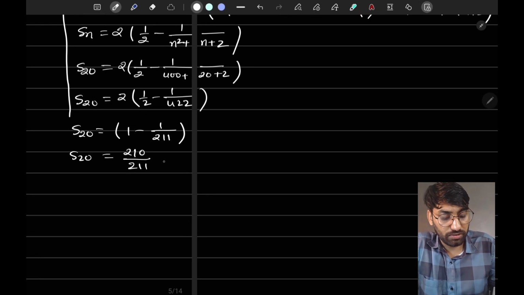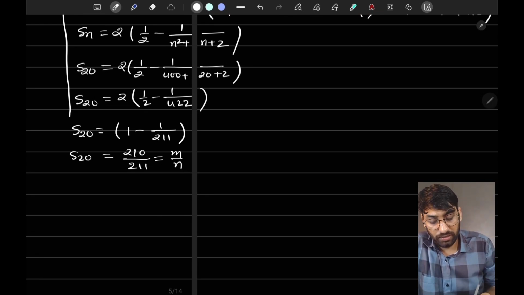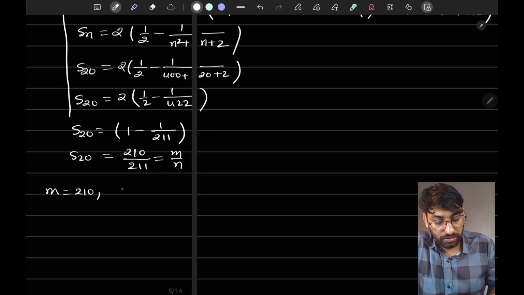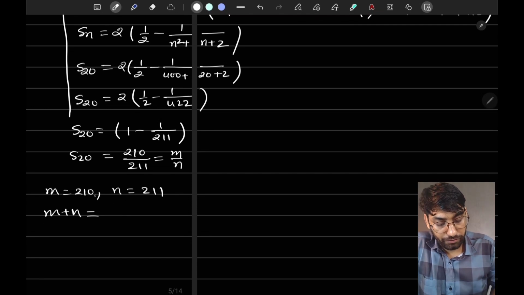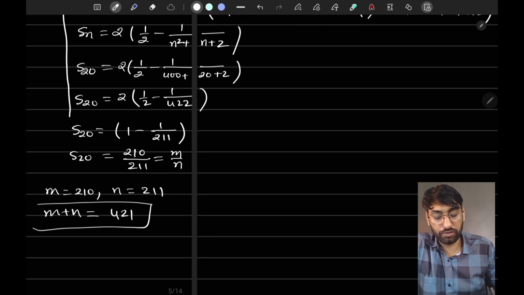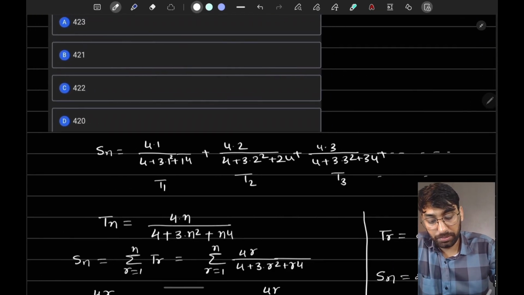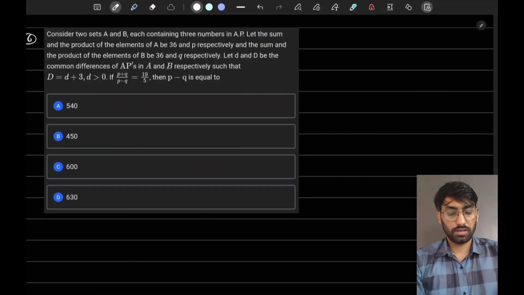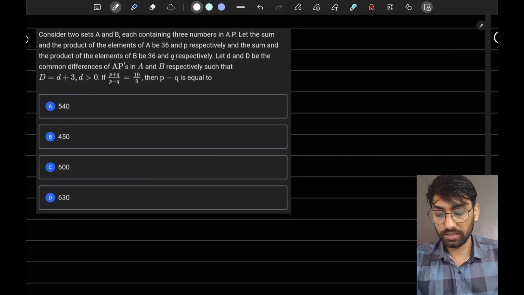So this is equal to m by n. Correct? So m equal to 210 and n equal to 211. So m plus n will be what? My m plus n will become 421. So m plus n value will be 421. So which option? Option B will be the correct option. Okay, so now let's see question number 6.